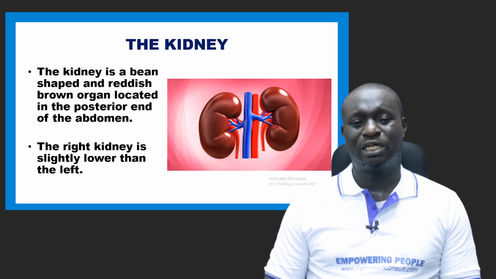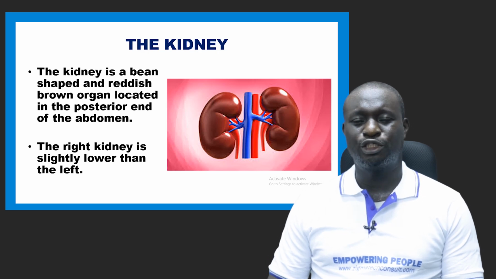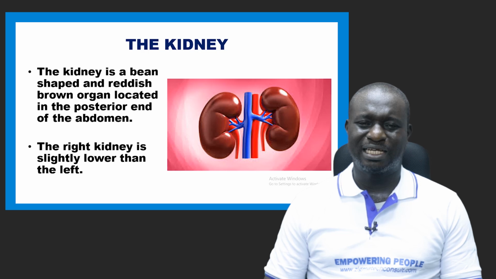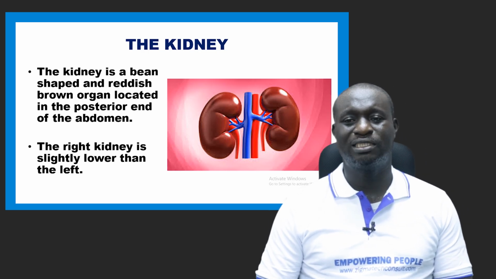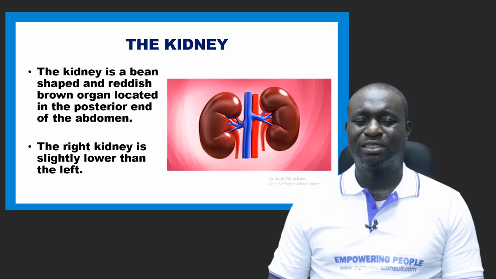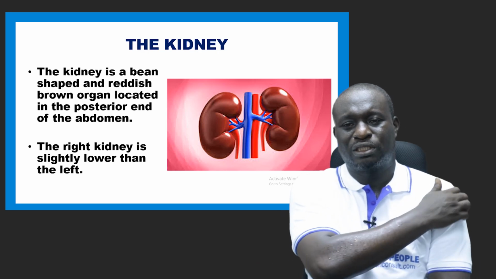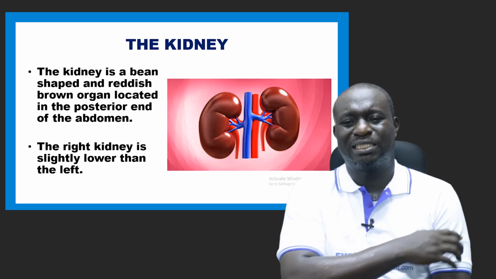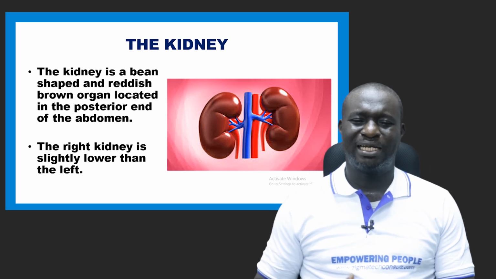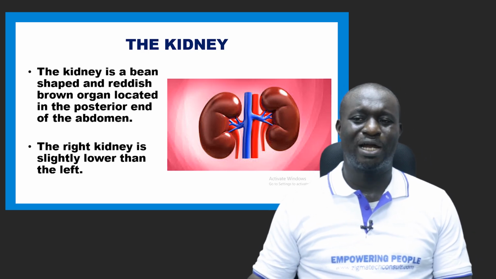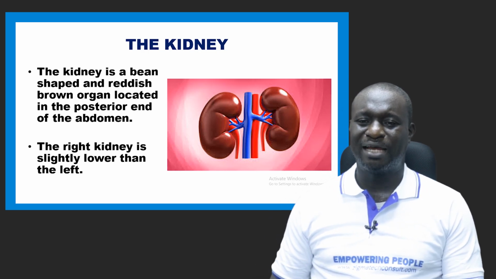Now the kidney in terms of color can be seen as reddish brown, and it is, like I said, located at the abdomen. You can say at the posterior end of the abdomen. Now the kidneys occur in pairs, but it is important to note that the right kidney is actually slightly lower than the left one. If you can see on the screen, we have the right kidney slightly lower than the left kidney.